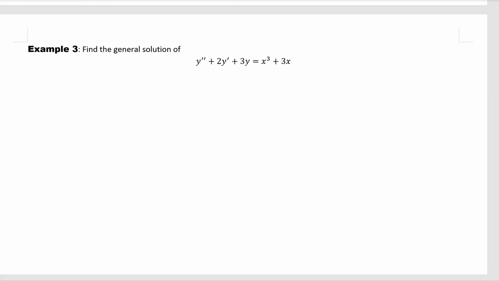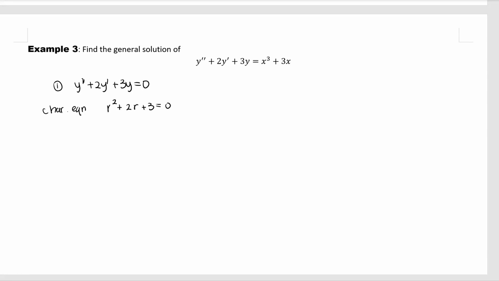Find the general solution of this guy. So follow the same steps. Look at the homogeneous differential equation. And then this corresponds to the characteristic equation. So y prime prime is r squared, plus 2r plus 3 equal to 0. Okay, so can we factor it? Well, let's see. So here we cannot factor it.